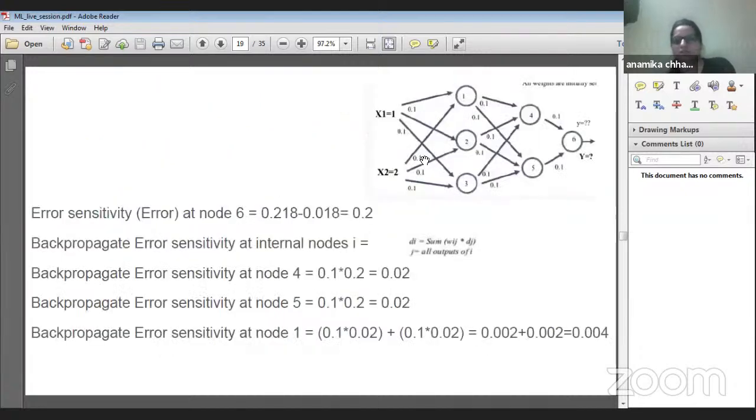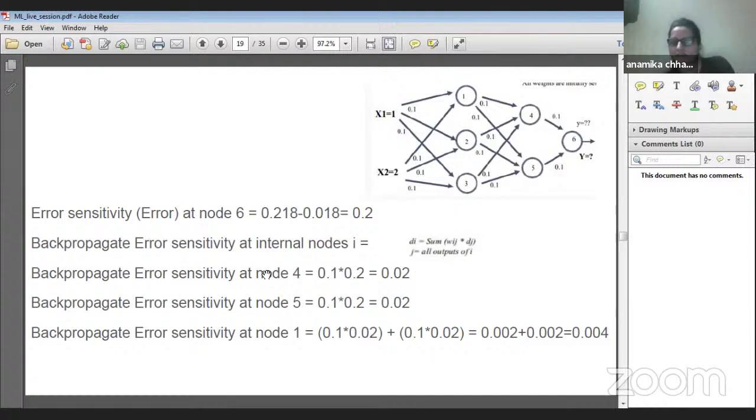All right. So this is what is given. So error sensitivity, or you can say error at node number 6, is 0.218 minus 0.018. This is what we got here, and this is what was the target. So we get 0.2. Now this error 0.2, how much of this error came from this node, because whatever this gets from this node. So there is a dependency. So we will go first to node 4 and then to 1.